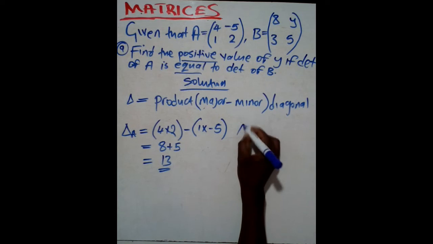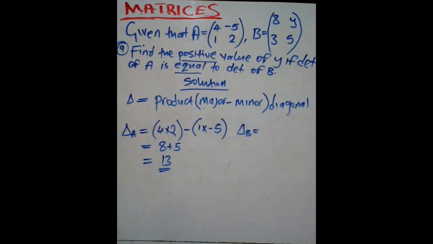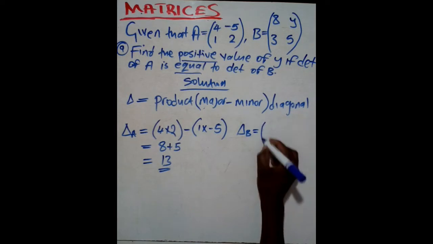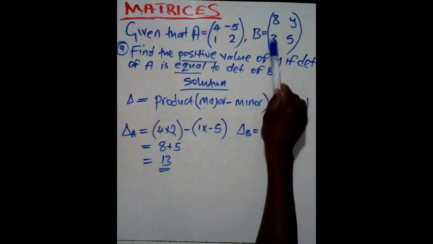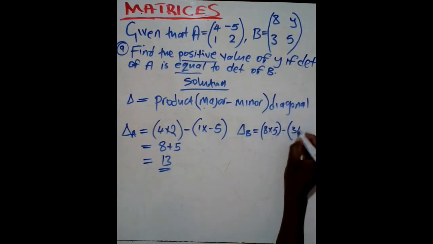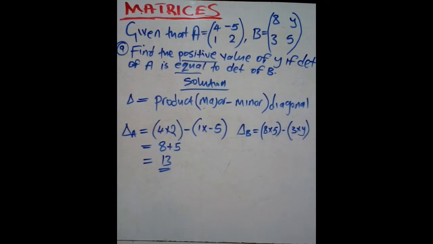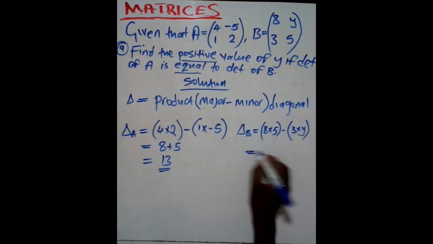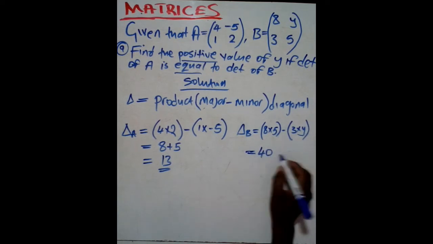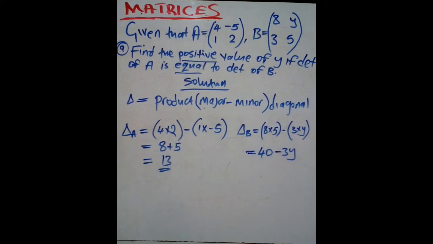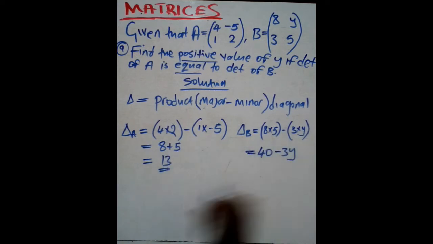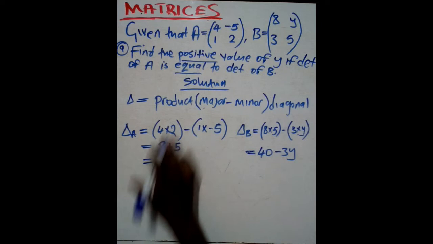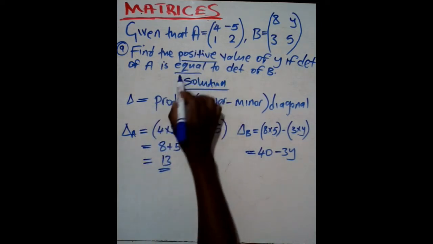We can also go to the determinant of B. The determinant of B is going to be the product of the major, which is 8 times 5, minus our minor, which is 3 times y. Then from there, 8 times 5 is equal to 40, and 3 times y will be 3y. So these are the two determinants that we have. This one is just a whole number, and this one is an expression.